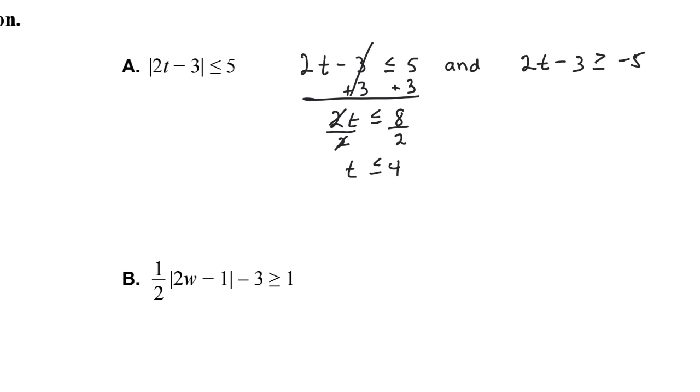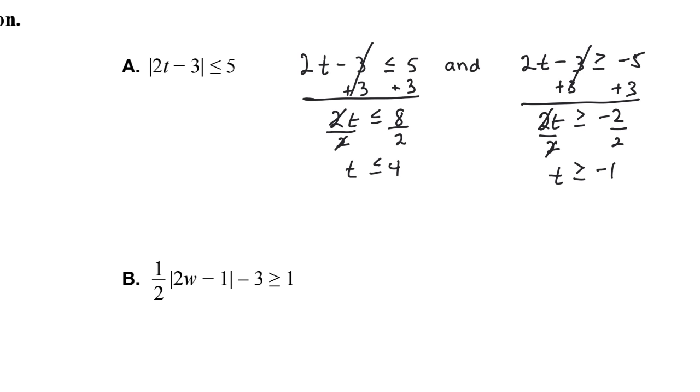Now we're going to go ahead and solve the one on the right, so we're going to add 3 to both sides. Negative 3 plus 3 is 0, so you're left with 2t is greater than or equal to negative 5 plus 3, which is negative 2. You divide both sides by 2, so 2 divided by 2 is 1. So you have t is greater than or equal to negative 1.